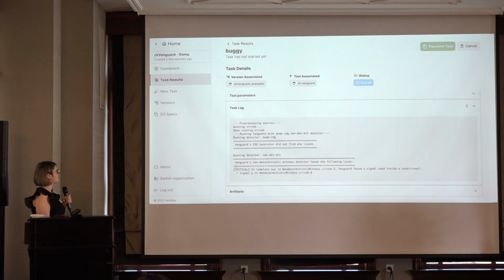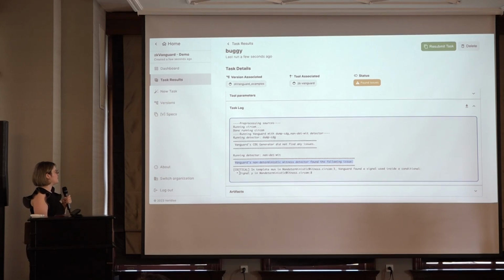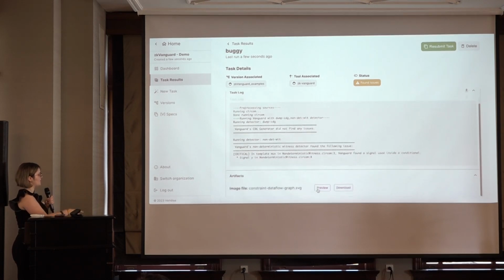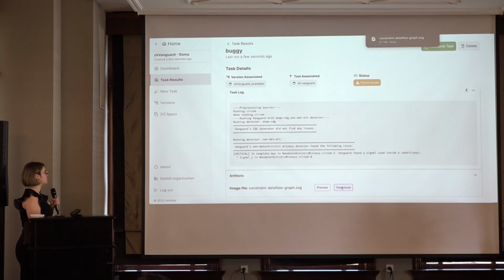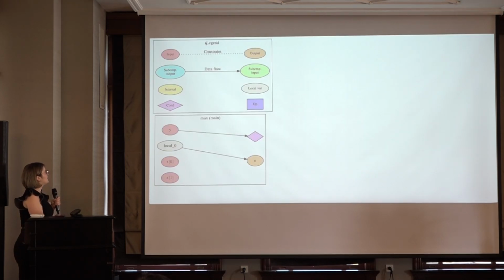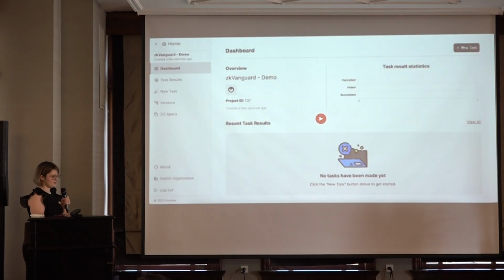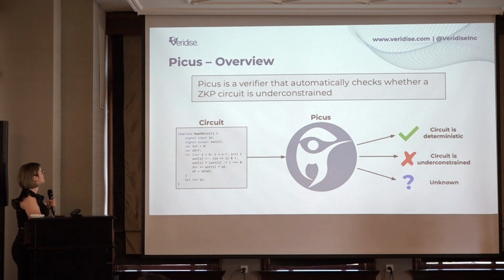And as you can see here, Vanguard outputs a non-deterministic witness detector issue, and it actually indicates where this non-deterministic witness issue happened, more precisely in this signal Y. And we can have a look at this data flow graph that we also saw on the previous slide, just to check how the internal representation looks like.